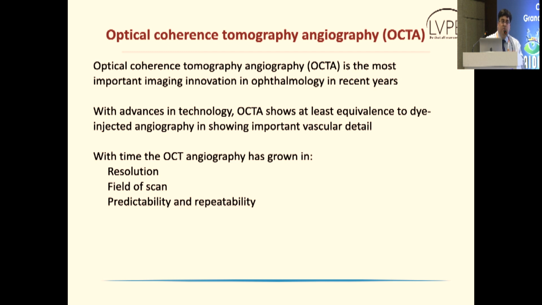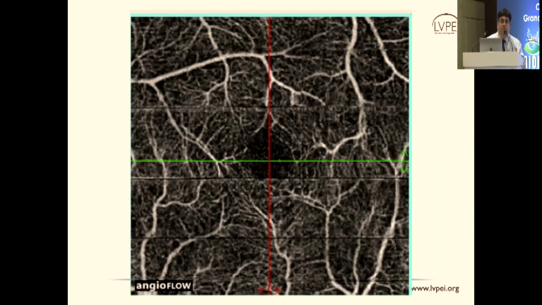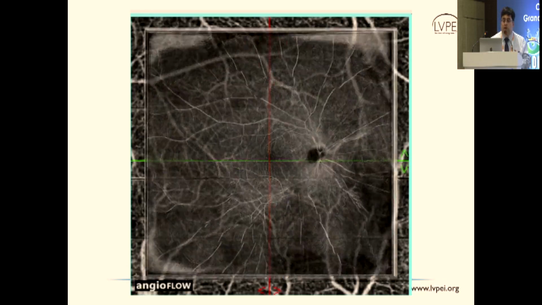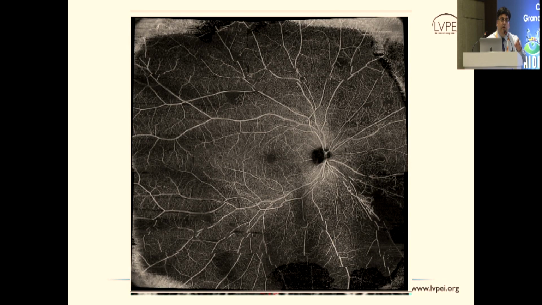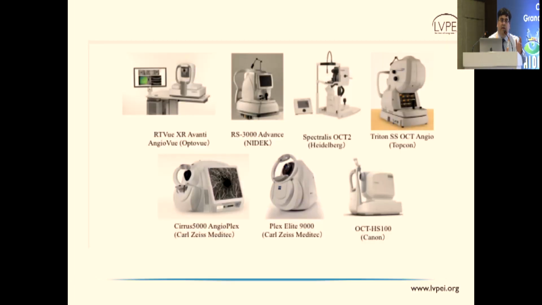And as time has gone, OCT angiography has grown in resolution, field of scan, predictability, and repeatability, and the number of artifacts has been reduced. All of those have improved. So the world of OCT angiography is expanding from a small, very magnified view to a larger view. This has happened because of technological advancements, and there is a wide range of machines now available in the market which you can choose from.